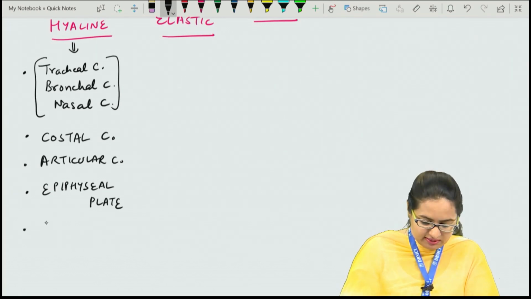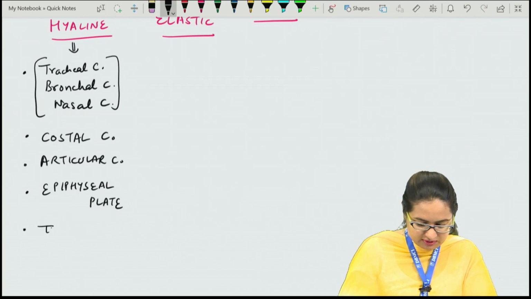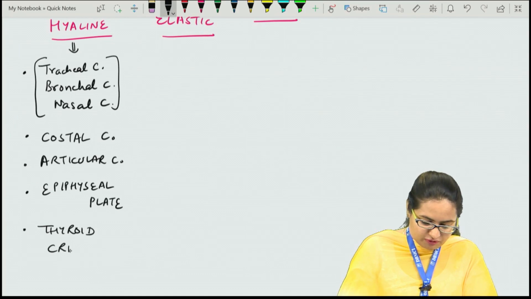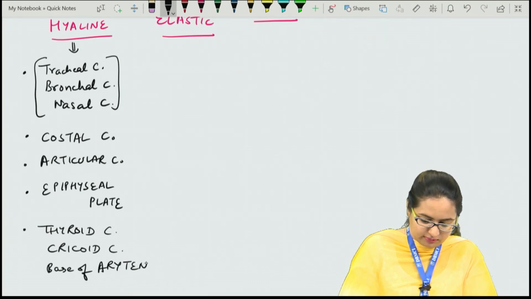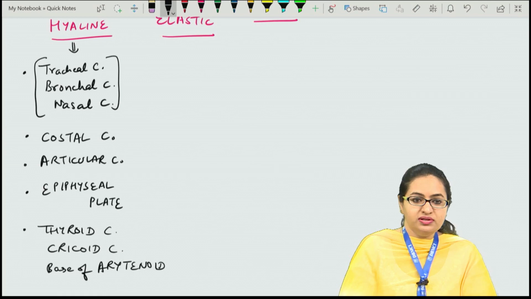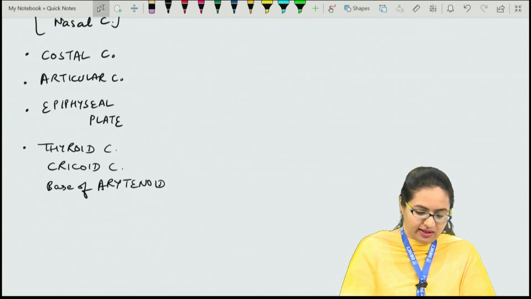All these are hyaline. Then in the larynx, the various cartilages present are the thyroid cartilage, cricoid and the base of arytenoid. These are hyaline in nature. So all these cartilages are hyaline in nature.